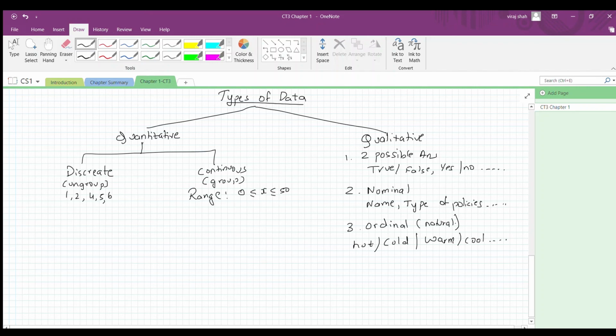So basically, quantitative is a number which can be classified as discrete or continuous, and qualitative does not contain a number, but it can be classified into three forms. That is true or false, giving only two answers: yes, no, true, false, which is written here. Then nominal, which is independent of what the answer is. It can be classified as name, type of policy, and so on. And ordinal, which is basically a natural or inherent ranking. So it can be classified hot, cold, warm, cool, and so on.